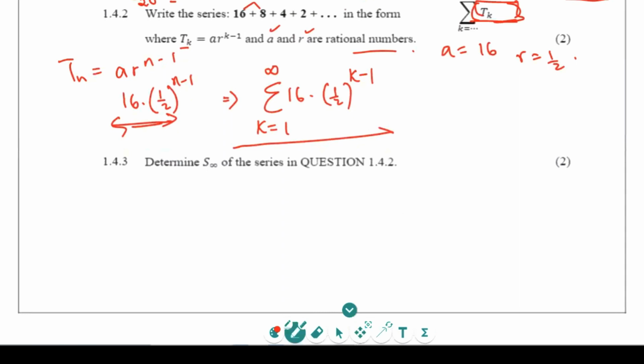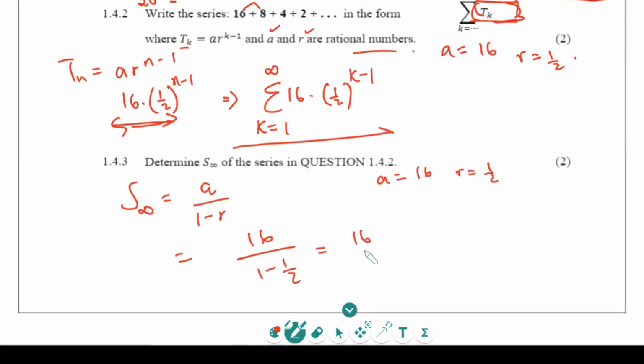Then 1.4.3, they want us to determine the sum to infinity. Okay. For the sum to infinity, we just need to know the formula, which is a over 1 minus r, where a is our first term and r is the common ratio. We still have them from the same question. So a is 16 and r is a half. Substituting, that is 16 over 1 minus a half, which is 16 over a half. Putting that in the calculator, we get 32. That becomes our sum to infinity. So guys, that's question number 1.